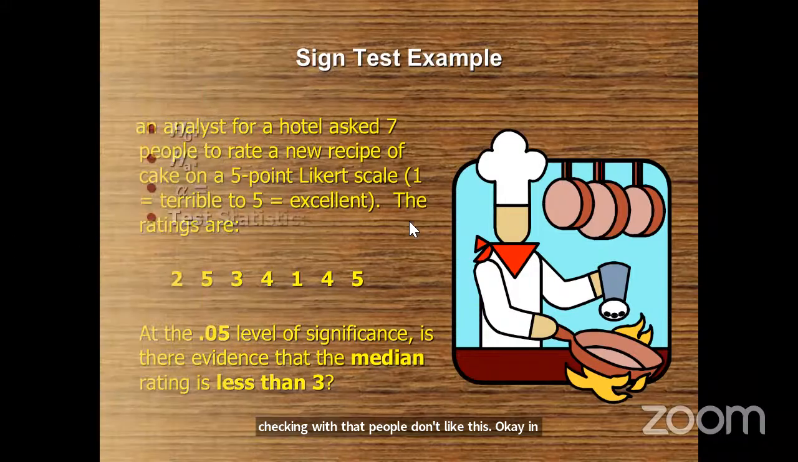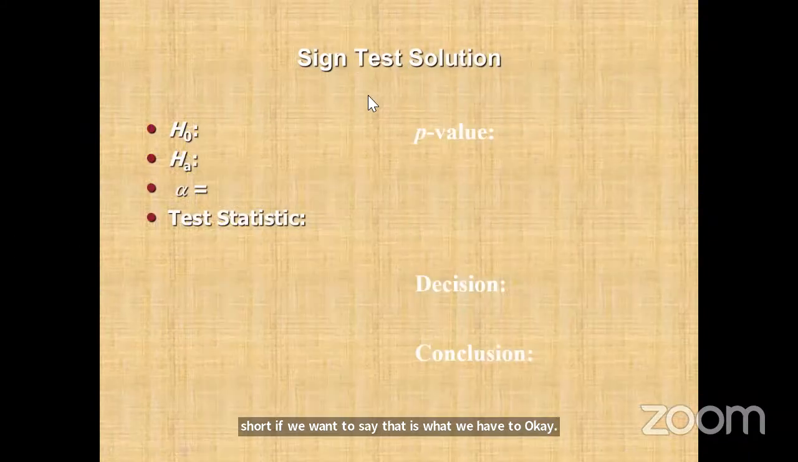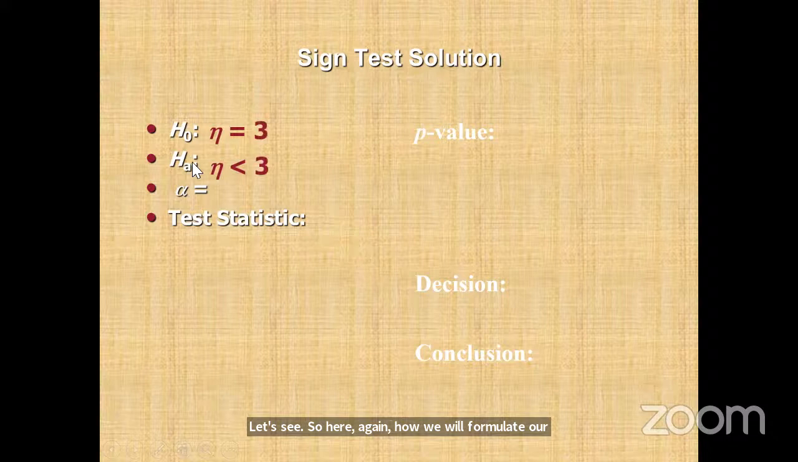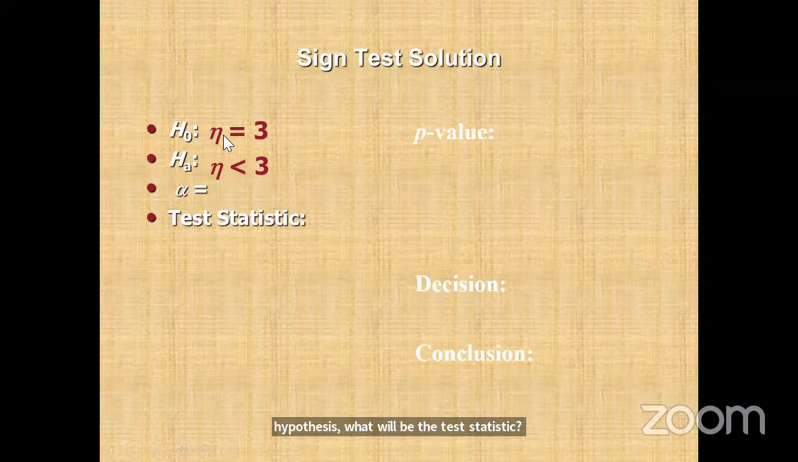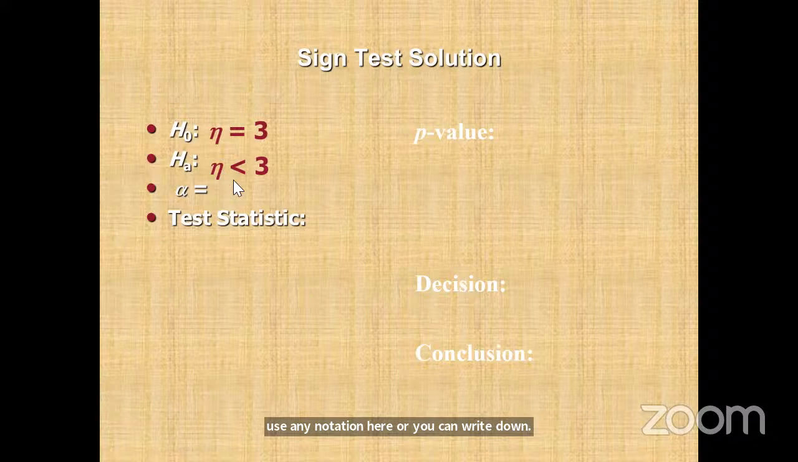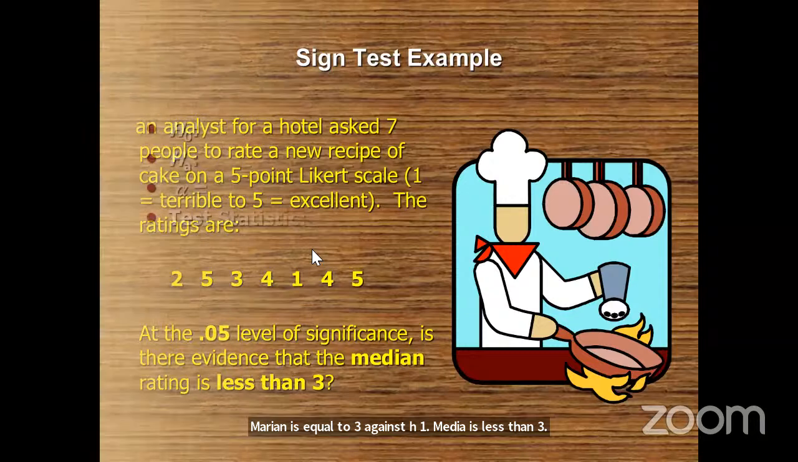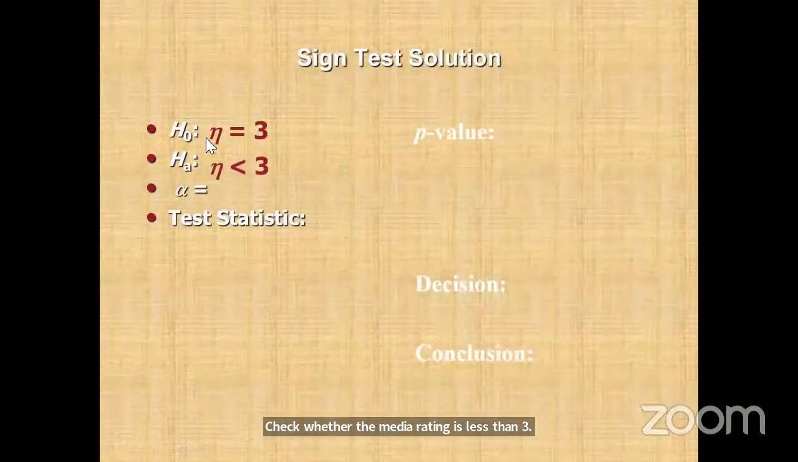So here again, how will we formulate our hypothesis, and what will be the test statistic? Let's see one by one. Eta, that is the median. You can use any notation here, or you can write down median, no problem. H0: median is equal to 3 against H1: median is less than 3, isn't it? It is given in the last slide that we check whether the median rating is less than 3. That is what we have to test. So this is the hypothesis.